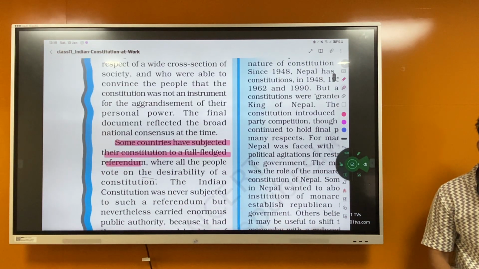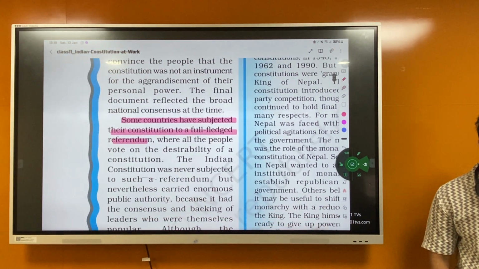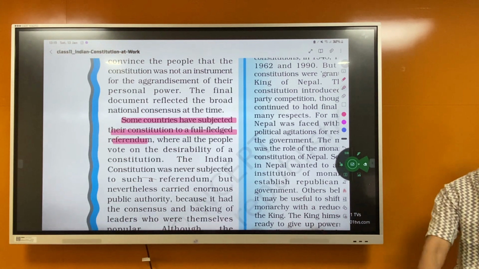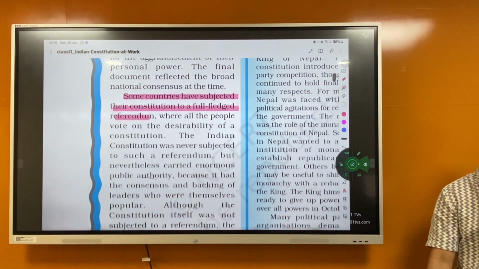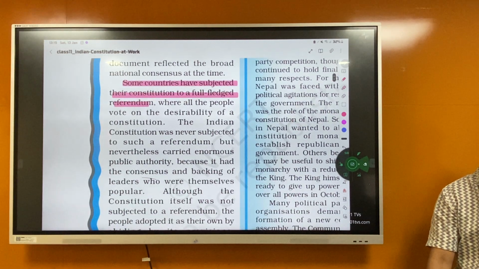Some countries have subjected their constitution to a full-fledged referendum, where all the people vote on the desirability of the constitution. What does it mean? People themselves have voted for their constitution. The Indian constitution was never subjected to such a referendum, but nevertheless carried enormous public authority.